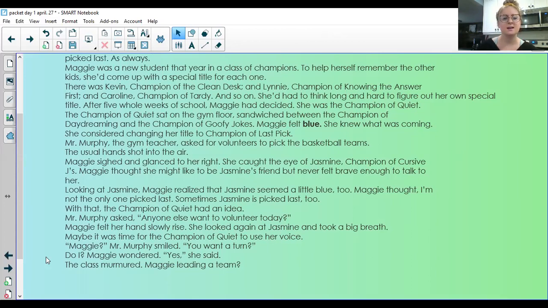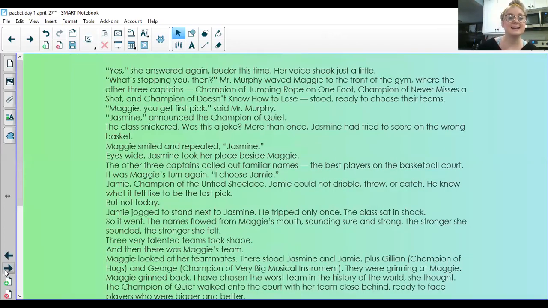Mr. Murphy asked, "Anyone else want to volunteer today?" Maggie felt her hand slowly raise. She looked again at Jasmine and took a deep breath. Maybe it was time for the champion of quiet to use her voice. "Maggie," Mr. Murphy smiled. "You want a turn?" Do I, Maggie wondered. "Yes," she said. The class murmured. Maggie, leading a team? "Yes," she answered again, louder this time. Her voice shook just a little.